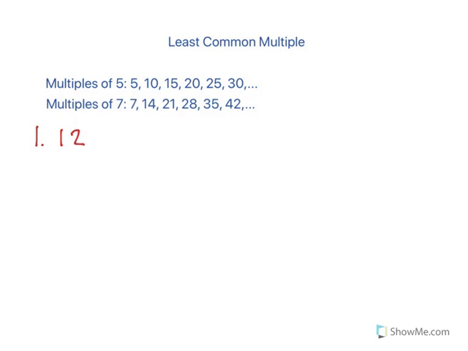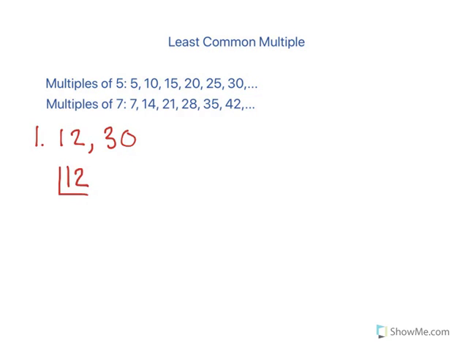So let's start with 12 and 30. So what is the smallest number that both 12 and 30 are both factors of? So there's a method that we can go about in trying to find the answer. First, we're going to start with prime factorization. If you forgot how to do that, you might need to go back and review.